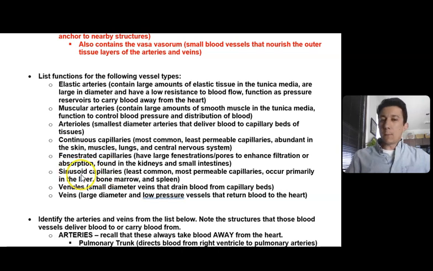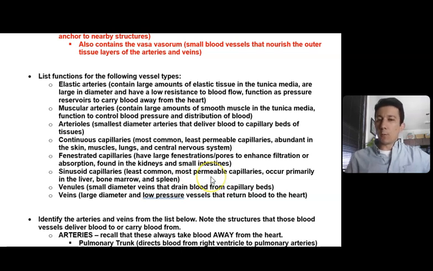Finally, we have a third type of capillary that's called the sinusoid capillary, and the term sinusoid means that the walls of the capillaries have large pores, extremely large pores in them, so they have these large sinuses, if you will, these large cavities. These are a very rare type of capillary.